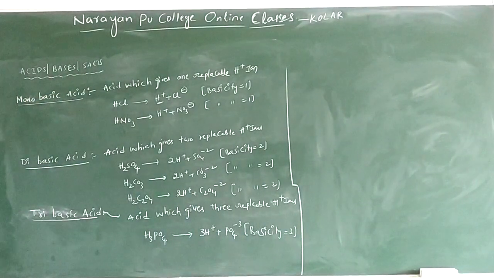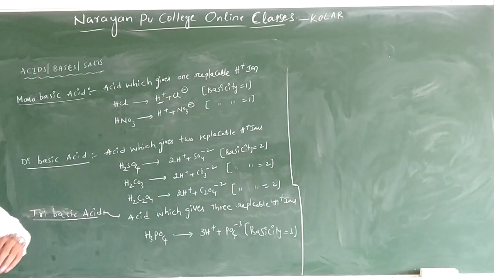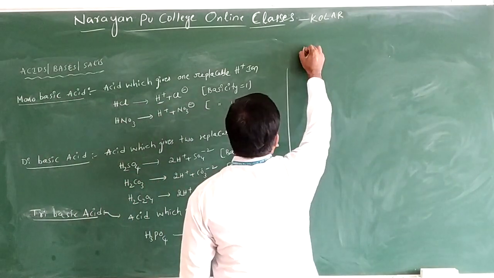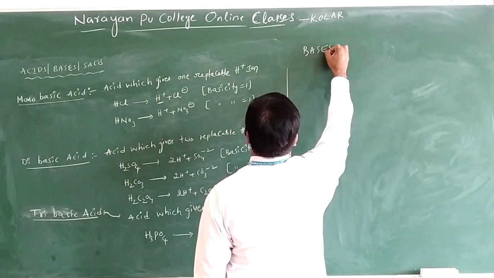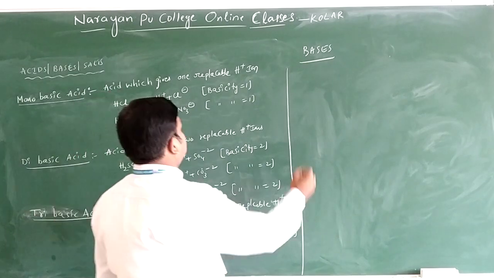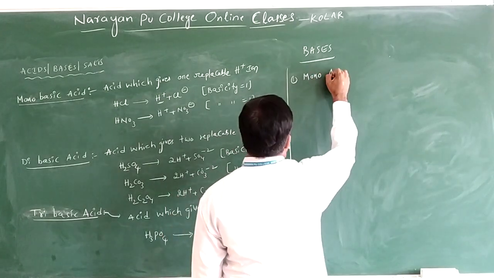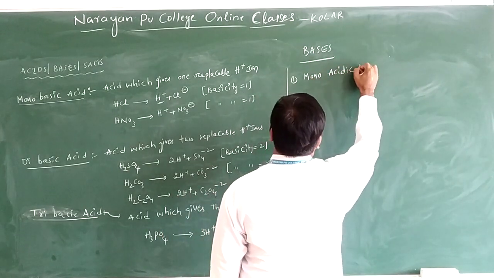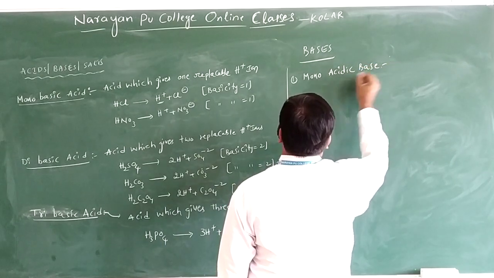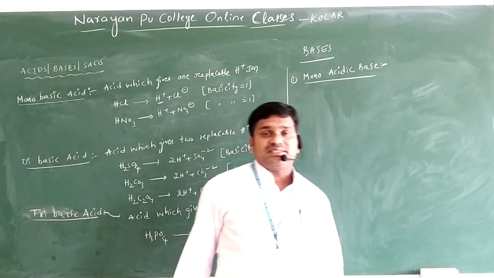Next we have the bases. Like this, bases are also classified into 3 types depending upon the number of replaceable OH minus ions. The classification is mainly based on the number of replaceable OH minus ions. The first one we have is monoacidic base. So what is meant by monoacidic base?